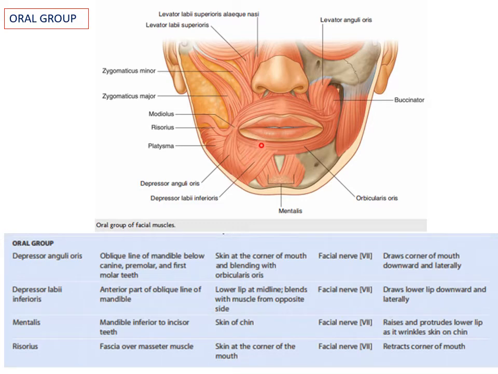The depressor labii inferioris is supplied by the facial nerve. The function of the depressor labii inferioris is that it draws the lower lip downward and laterally.